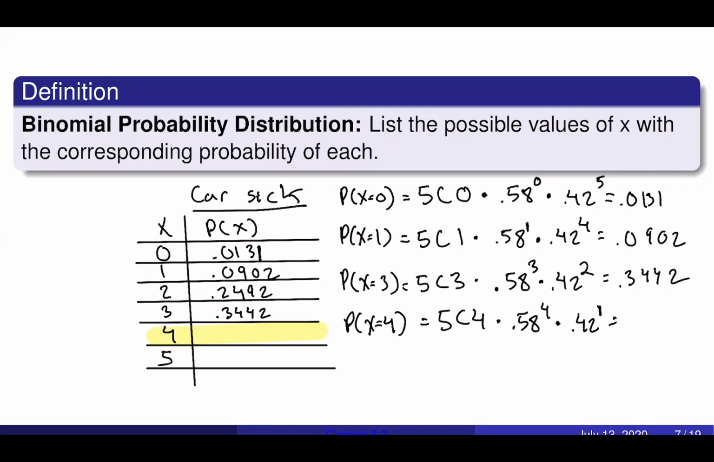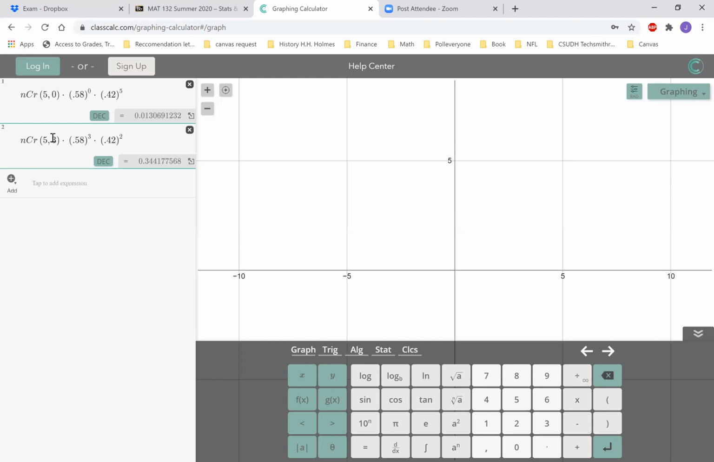All right, so let's go back to Class Calc and let's work that out. Once again, I'm just going to edit this one. So we put this to the 4th, you put this to the 4th, you put this to the 1, and you get 0.2376.